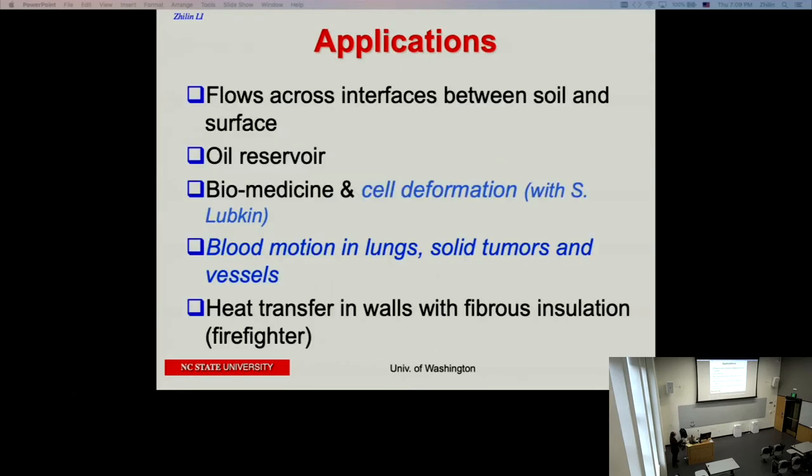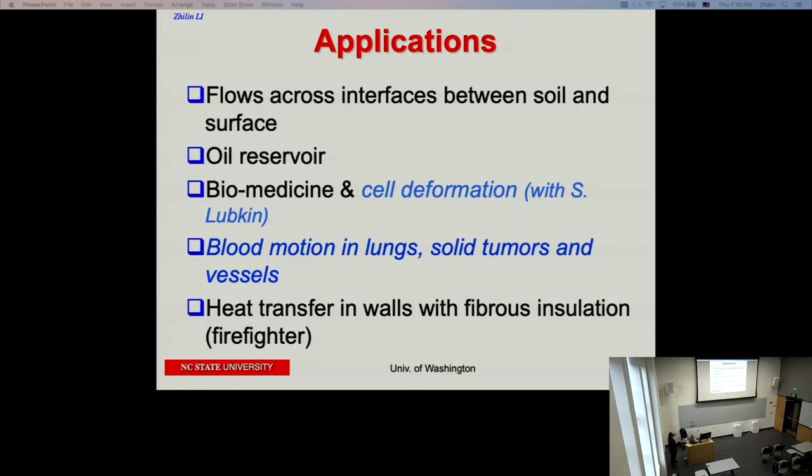Okay, so there are a lot of applications. In general, for example, if you have soil and a surface, that's a coupling, like an oil reservoir. One problem I know is that there's a very strong group in biomathematics that studies cell deformation, and Sharon Lubkin is my colleague, but she was a postdoc here. I think I went to NC State one year earlier, and with her we wrote two proposals, and they passed, to the NIH and the NSF, mathematical sciences. So we got two fundings. That's pretty good. Each one is 5 years.